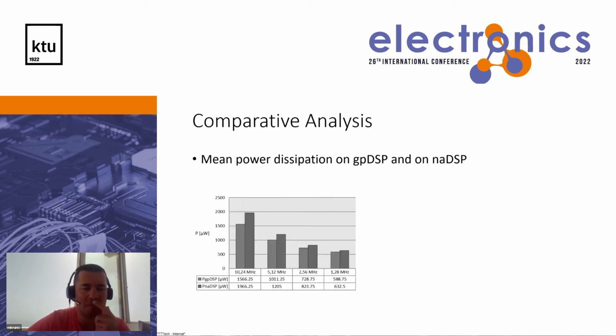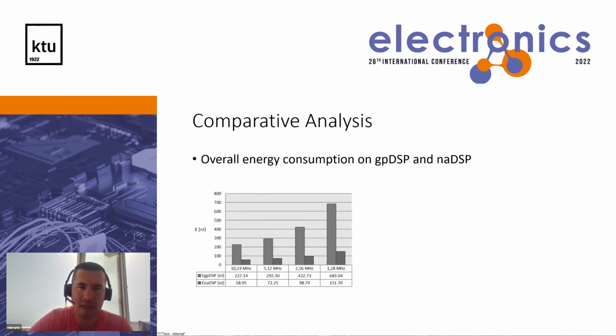And also, what is interesting to see, and this is like a side effect of this research, is how effective it is to design numerical acceleration target processors. So in this slide, we see that the numerical acceleration DSP has a slightly higher mean power dissipation than the general purpose DSP processor. But when it comes to the overall energy consumption, then you can see that the numerical acceleration processor is much, much more efficient than the general purpose, more than four times.